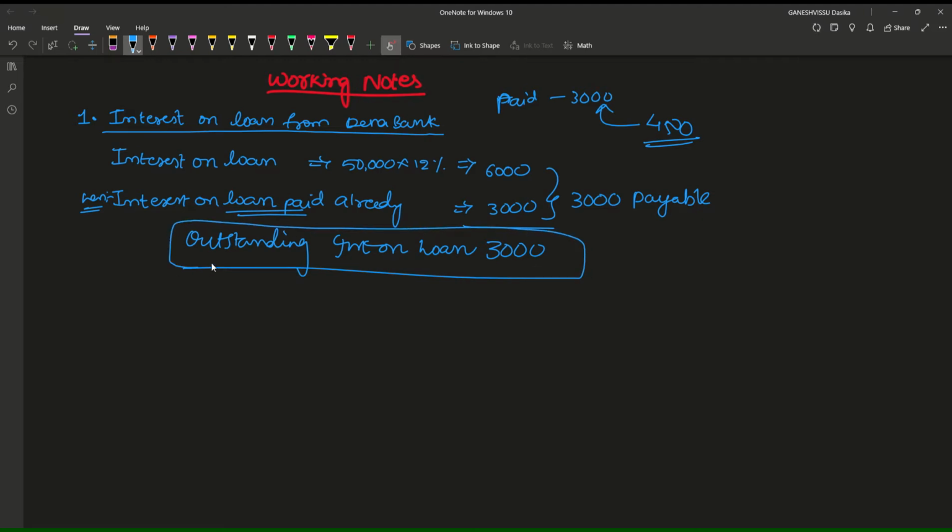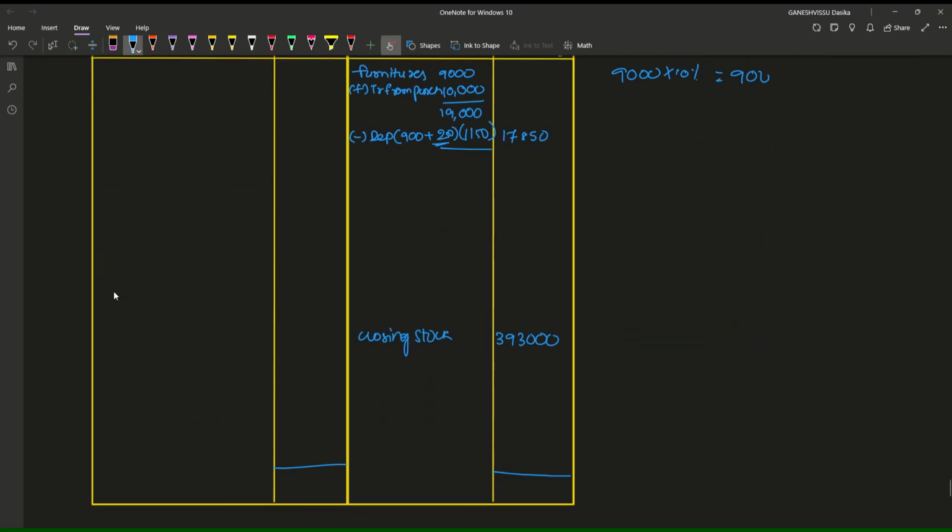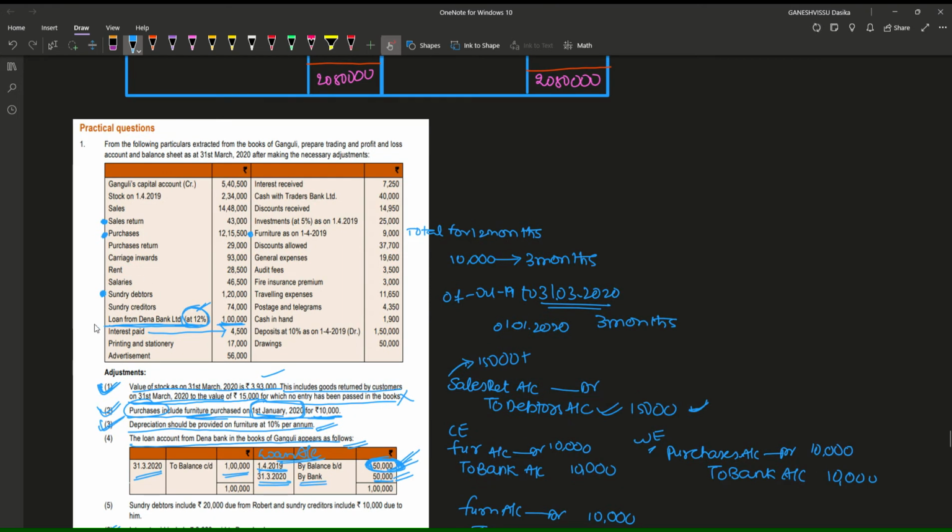Okay, interest on loan is a liability, so this is to be added to the interest paid and it is to be shown as a current liability in the balance sheet. Let us see. Outstanding liability, right? Outstanding interest on loan, 3,000 we have calculated. This is outstanding, and loan from Dena Bank we can write it here, which is 1 lakh rupees, which we have seen just now. Right? That means we have completed this furniture, right?